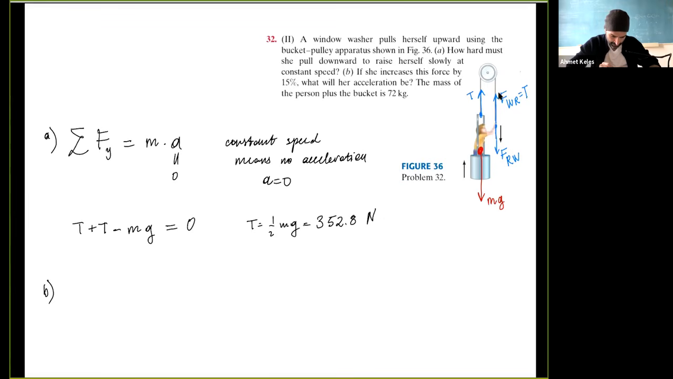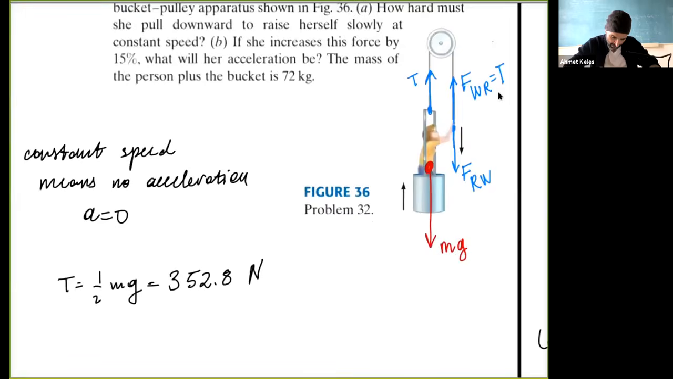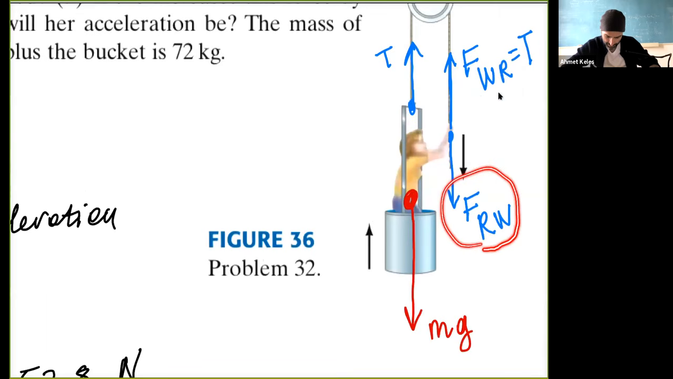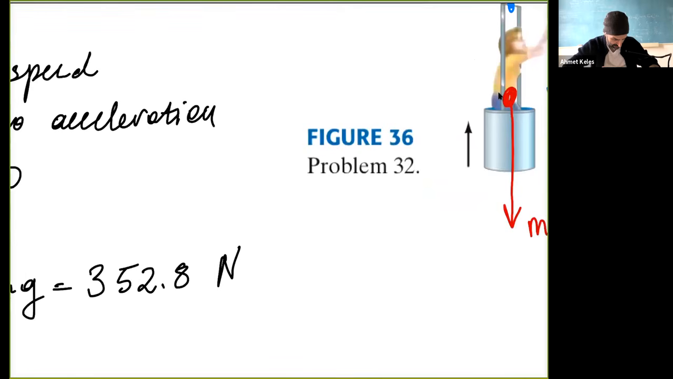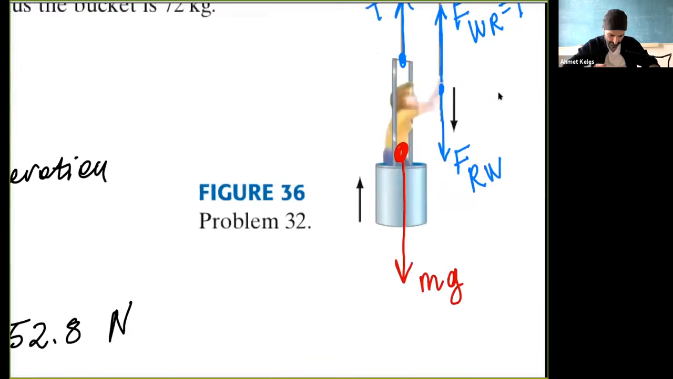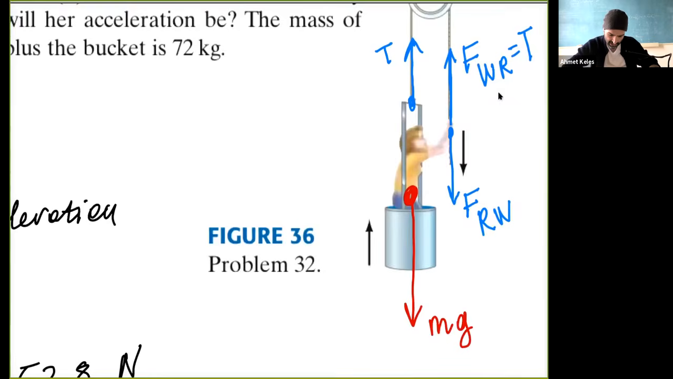Part B. If she increases this force by 15%, what will her acceleration be? And assume the mass of person plus bucket is 7. Now, what does this mean? They say if she increases this force, so this is the force she applied, right? Force applied on the rope by the woman, which is down, and its magnitude is 352.8 Newton. And the problem is saying, if she increased this by 15%, what happens?